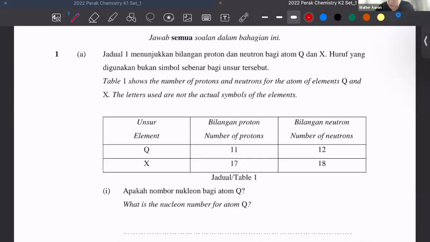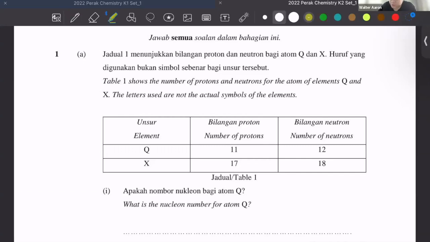Number 1 here says 1A, Table 1 shows the number of protons and neutrons for the atom of elements Q and X. The letters used are not the actual symbols of the elements. You can see over here, Q has 11 protons and 12 neutrons. X has 17 protons and 18 neutrons in total. So what is the nucleon number of atom Q?